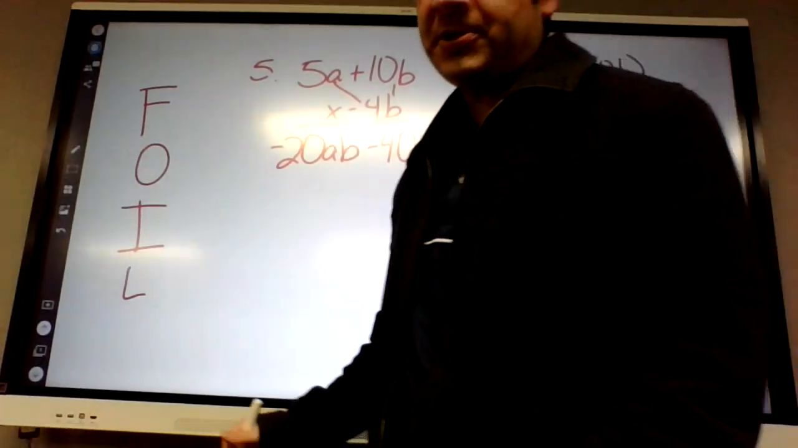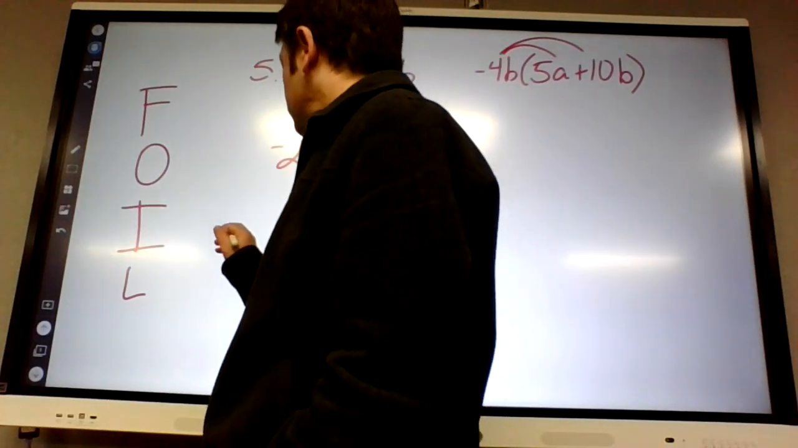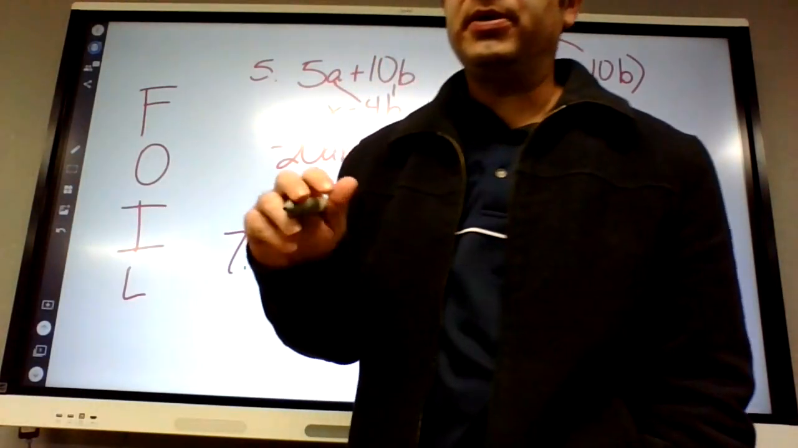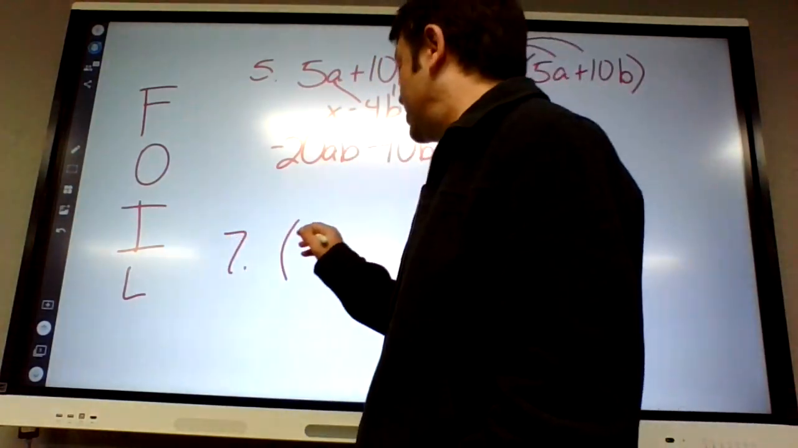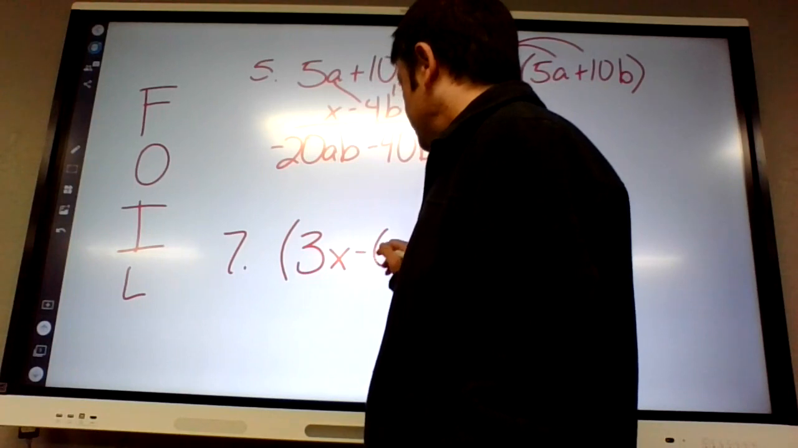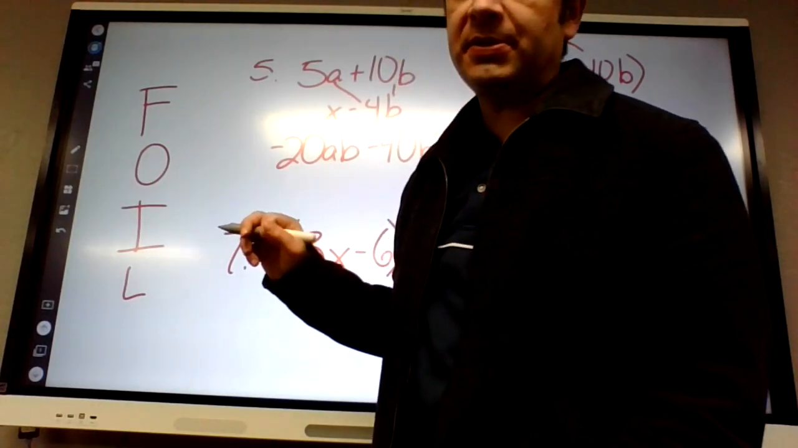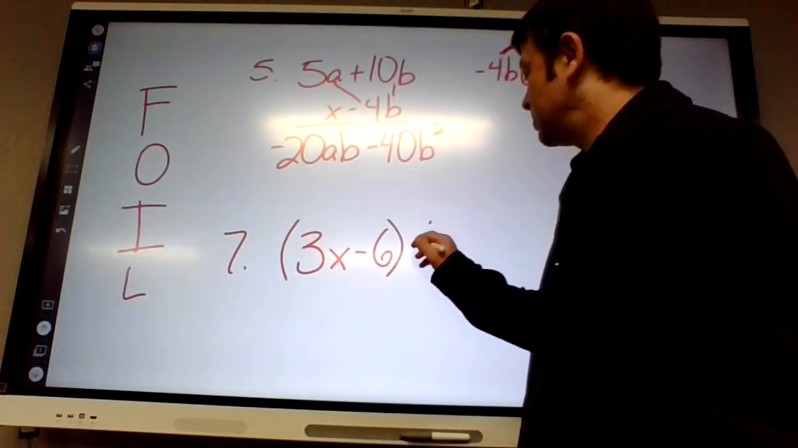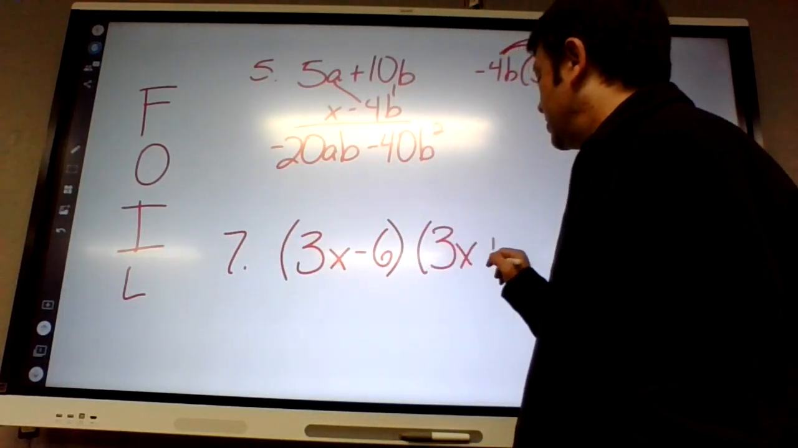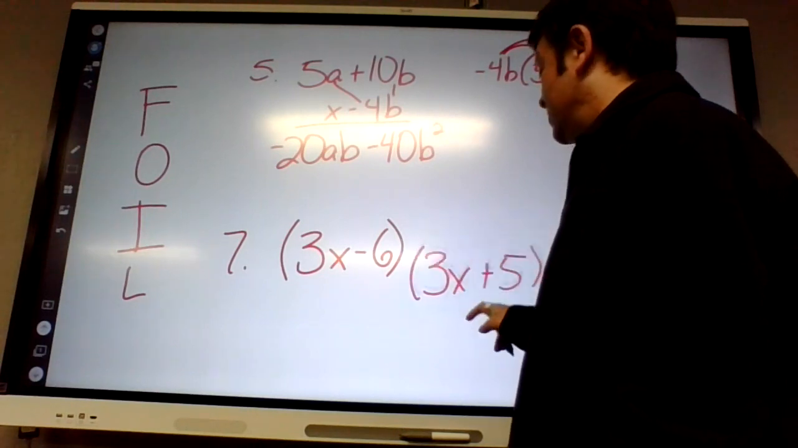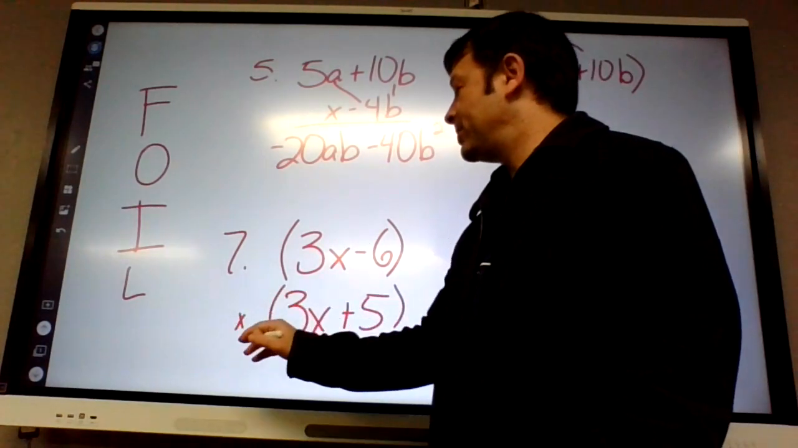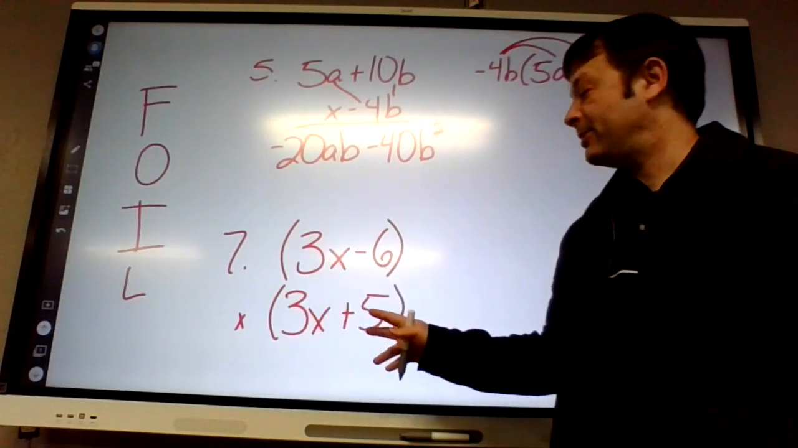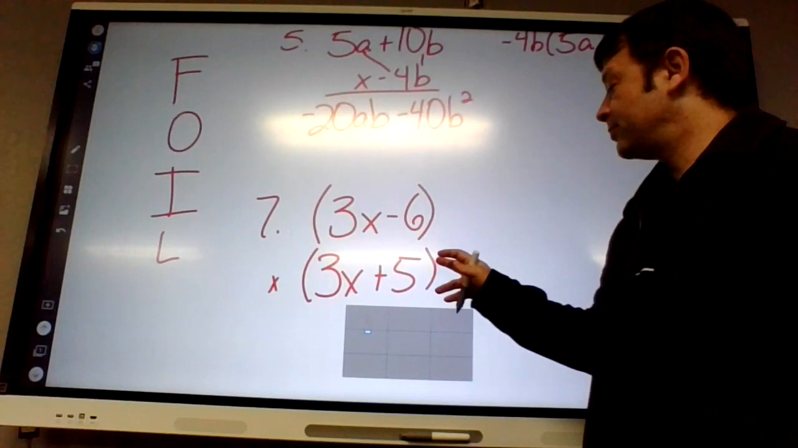Alright, nobody's panicking yet, right? Okay. How do you guys think we would do number 7? Each one of them is multiplied, like when you multiply by two-digit numbers. Number 7 looks like this, but it's 2 terms times 2 terms. So what kind of problem is it? It's a FOIL problem.